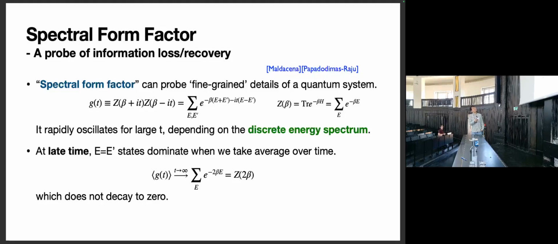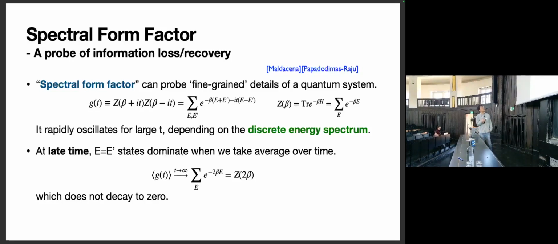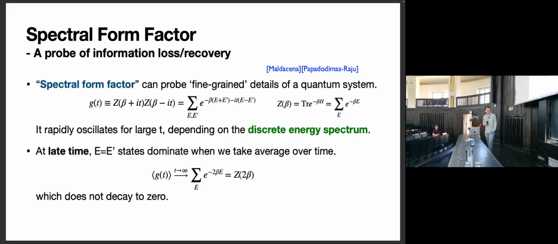So whenever there's a discrete spectrum, this function will heavily oscillate in time. But one immediate feature is that at very late time, E equals E prime states will dominate the spectral form factor. If we take the time average, there's a cancellation of the phases, so you reach this value, and this thing should not vanish no matter what. So whenever you have a discrete spectrum, the spectral form factor will not vanish at late time.